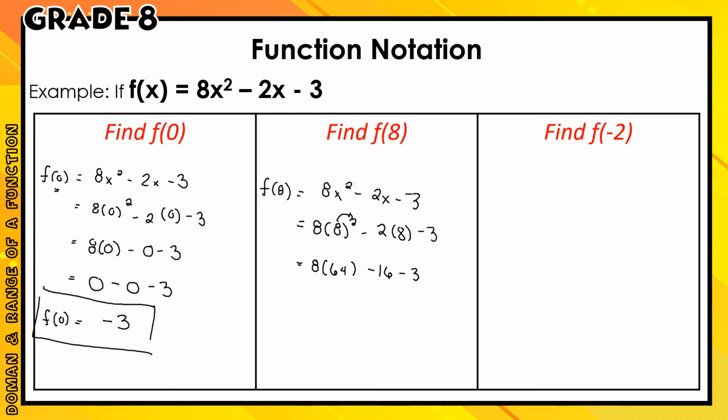8 times 64 is 512. And if we combine the negative numbers, it is negative 19. If we subtract 19 from 512, f of 8 will be 493.